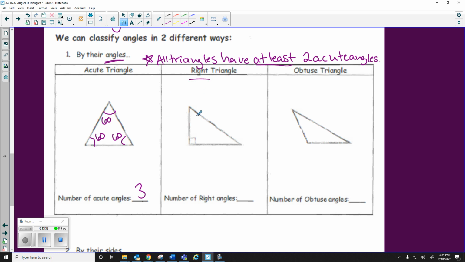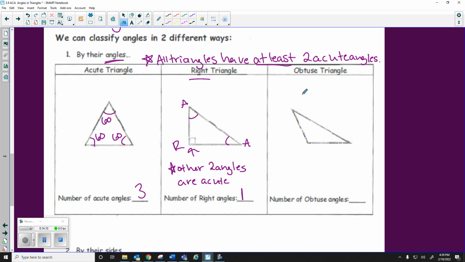In a right triangle, this angle right here is acute. This one right here is acute, but this third one, that's what I'm looking at. It is a right angle, so it's going to be a right triangle. It only has 1 right angle, but that makes it a right triangle. The other 2 angles are acute.